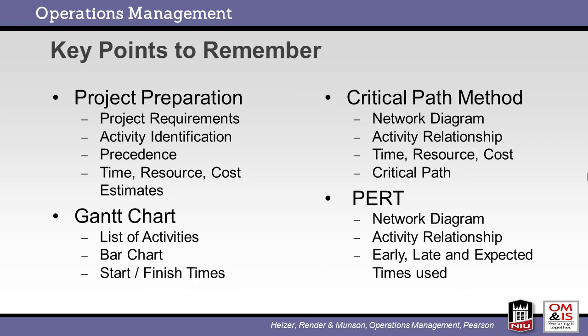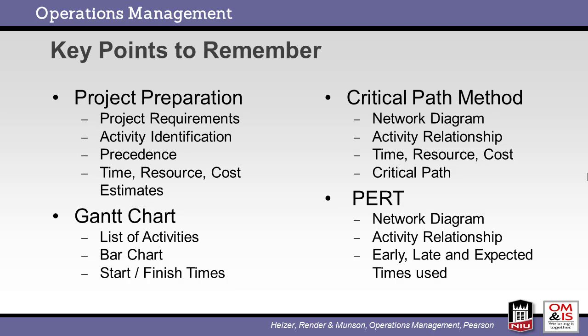Key points to remember. Project scheduling starts with proper preparation. The project requirements are gathered, which then translate into the activities necessary to meet those requirements. The precedence of activities is defined along with the time, resources, and money required for each activity. We started with the Gantt chart, which lists the activities and shows the time duration for each. The order of activities is also shown.